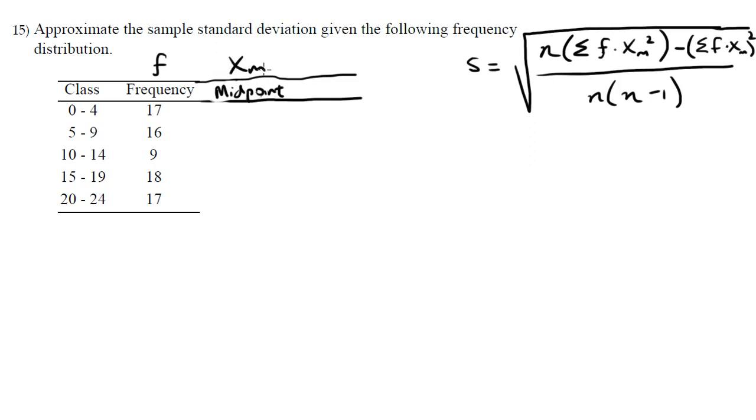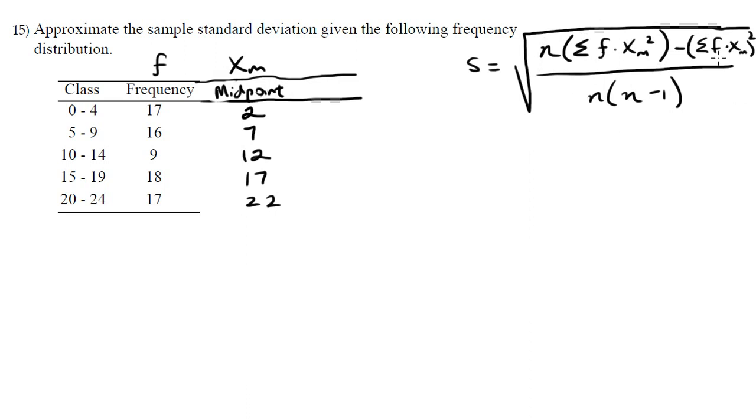That's X sub M. So to find the midpoint of the interval, just like the problem before, add the endpoints and divide by 2. So 0 plus 4 is 4. 4 divided by 2 is 2. 9 plus 5 is 14. 14 divided by 2 is 7. 10 plus 14 is 24. 24 divided by 2 is 12. 19 and 15 is 34. 34 divided by 2 is 17. And here we add, 44 divided by 2 is 22. That's the midpoint of each of these class intervals.